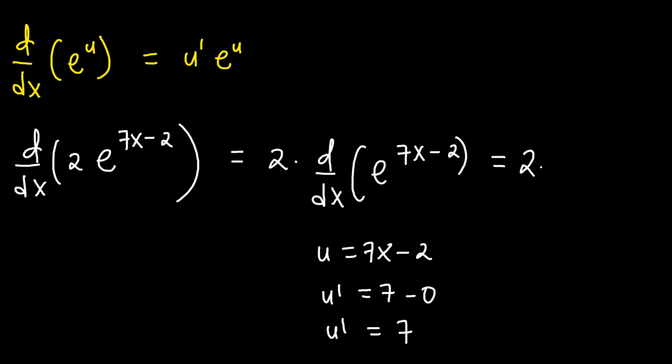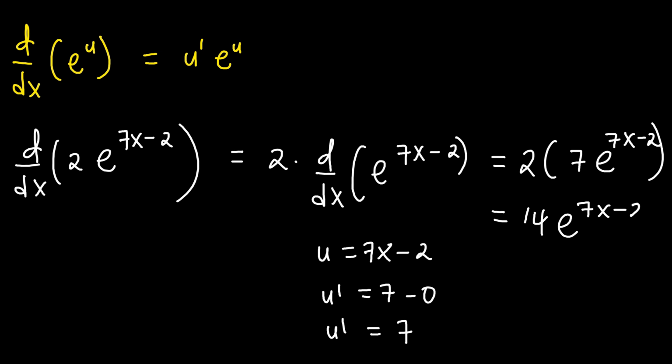So we shall have 2 times u prime, which is 7, and then times e to the power of 7x minus 2. And our final answer will be 2 times 7, which is 14, e to the power of 7x minus 2.